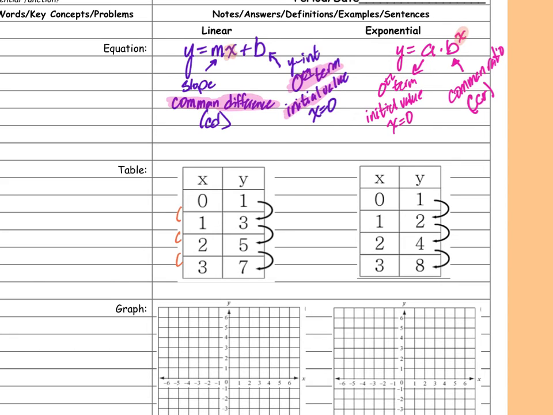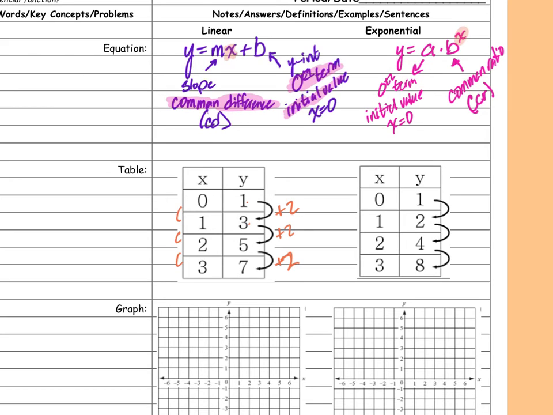Okay, so how do I get from 1 to 3? Well, I'm going to add 2, right? And how do I get from 3 to 5? I add 2. And how do I get 5 to 7? So if I look at my tables, and I look at my y values and I see what's happening, how I get from one number to the next number to the next number. Oh, that does not look like a 2.